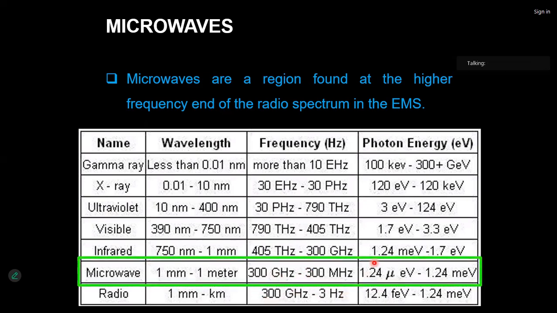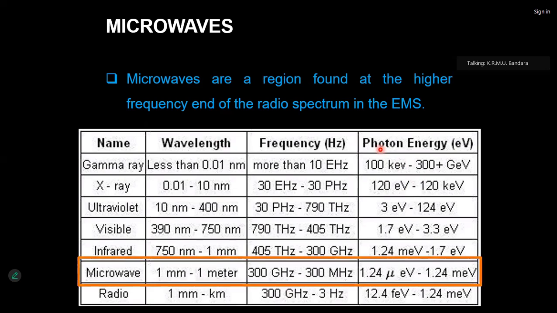Okay. The photon energy is given in electron volts. EV means the electron volt. You know the volt and the current. This is the electron volt, the unit of energy.